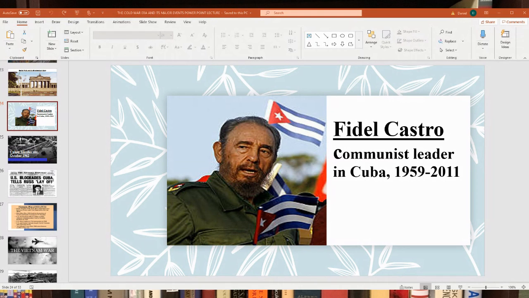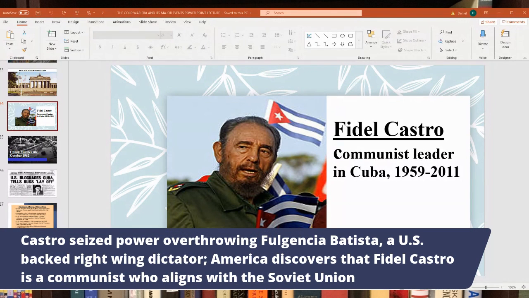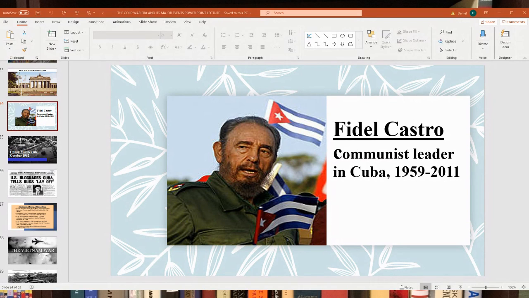And what happened was Castro overthrew a right-wing dictator we backed named Fulgencio Batista. He fled the country. He took over. What happened that shocked us was that Castro then aligned with the Soviet Union. That's when all the problems really started. And under John F. Kennedy, they tried to get rid of him, if you know about this.